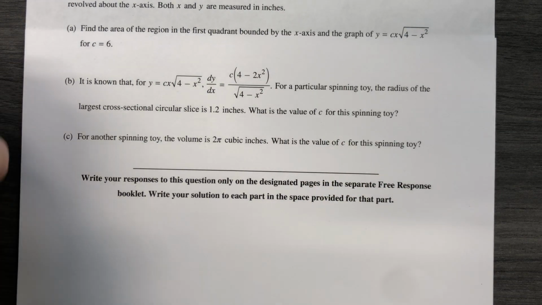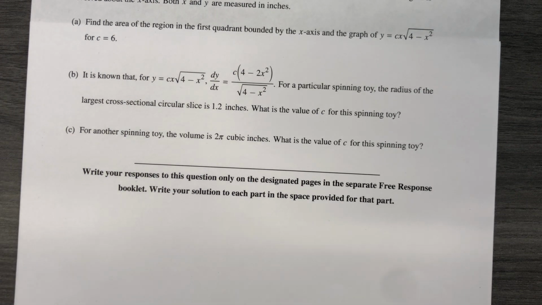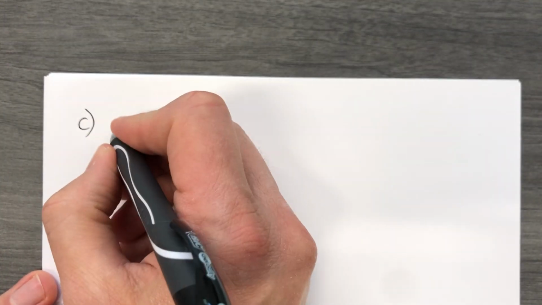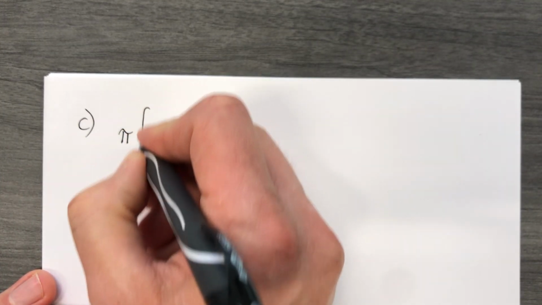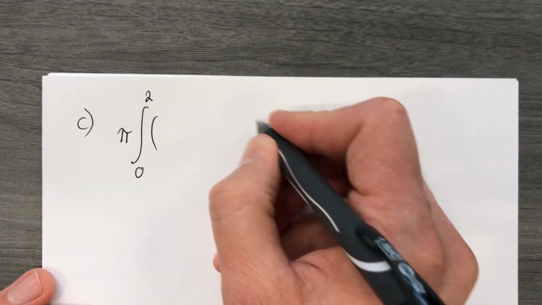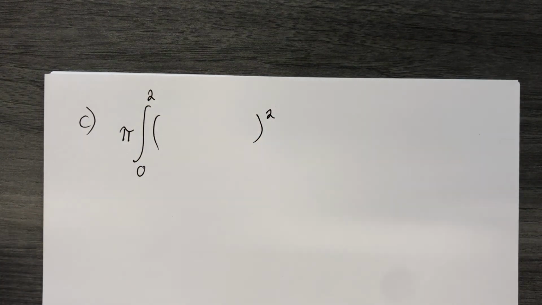Whoa, all right, here goes. It's about to get crazy. And here it is. Part C, volume. The volume of a rotation is pi times the integral from beginning to end, and we're going to take that whole function and square it. Okay, so here's the deal.